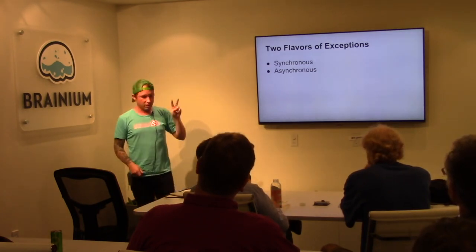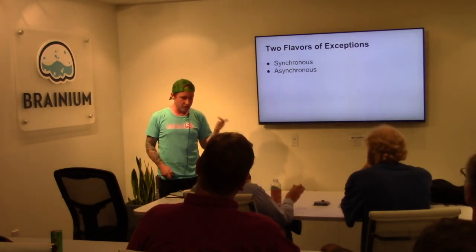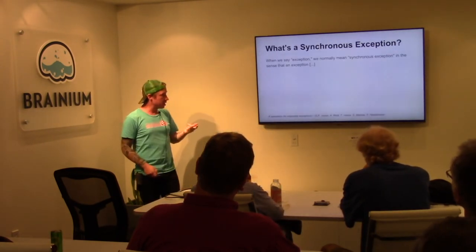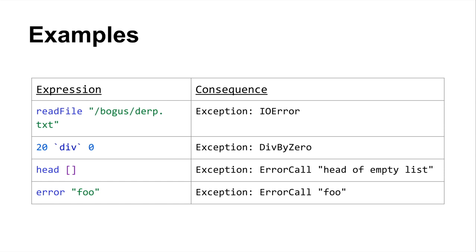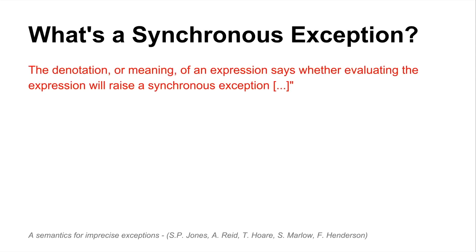Okay, so two flavors of exceptions. I touched on this: synchronous exceptions and asynchronous exceptions. Synchronous exceptions are the class of exceptions that you're probably used to dealing with in other programming languages. You write the try-catch block around it. You evaluate some statements, and some exception pops out. You catch it. It's a way of signaling an out-of-band failure. Some examples: reading a file, passing it a bogus directory or a bogus path, you're going to get an IO error. 20 divided by 0, you're going to get divide by zero. Taking the head of an empty list, etc.